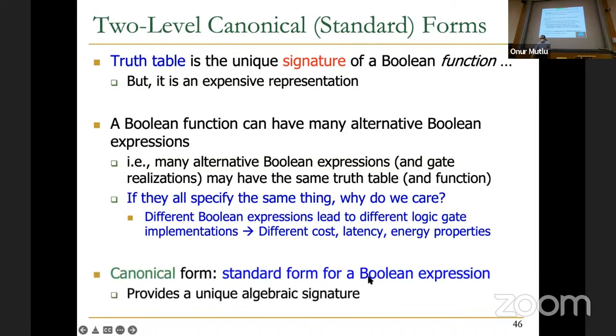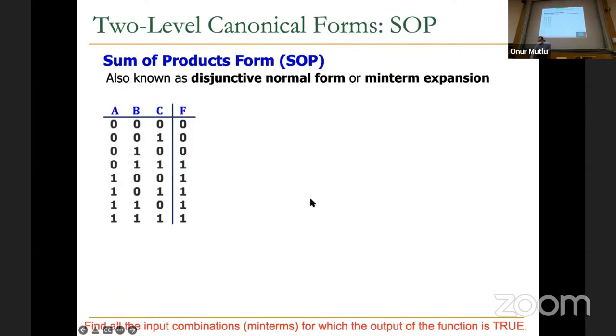So basically, that's the idea over here. So how do we actually get to those 2 gates, get to that simplified form of a function? You start with this canonical form, standard form, because that provides a unique algebraic signature that you can start from, that everybody agrees on. So let's start with the canonical form of this function.